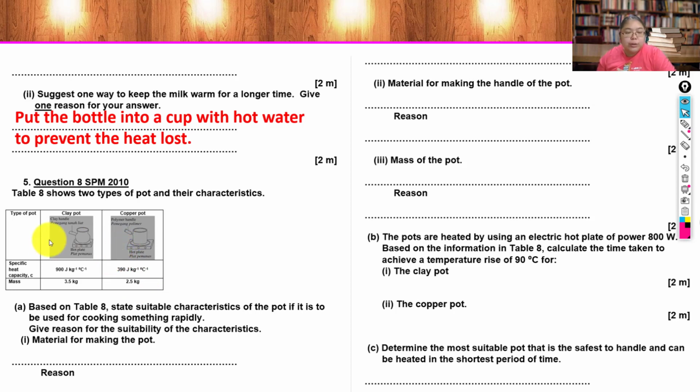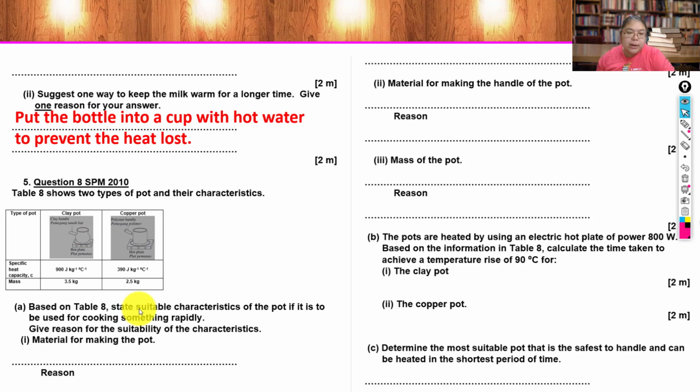Okay, so I know the clay pot takes a longer time to heat up because of the high specific heat capacity. This one will be faster. But if you want the food to be softer and nicer, normally they use the clay pot because it can keep all the heat inside the pot. That means you can make the food softer compared to the copper. If you want to cook the food faster and take it out sooner, that one must be the copper pot because it is easy to heat up the food. Now, it depends on the question.